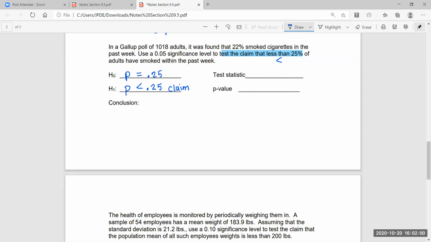And again, we're trying to decide, well, which one is happening? Is the proportion less than 0.25? And not a little less than 0.25, significantly less. How significantly less? It has to be in the bottom 5%. So I'm going to remind myself here, alpha equals 0.05. One proportion. So this is a 1 prop Z test.